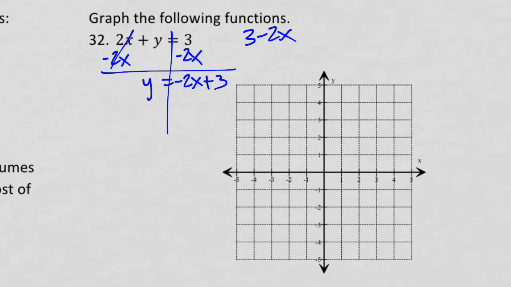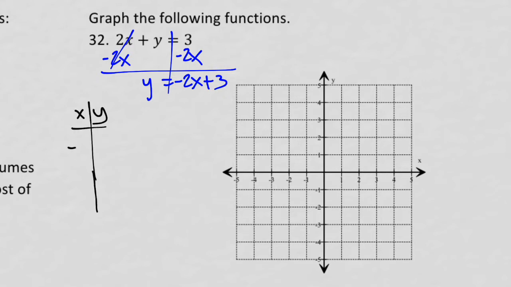What is not correct is to say 3 minus 2 is 1 and write 1x. That is not correct because they're not like terms. So I'm going to write it as negative 2x plus 3, this one. And now I'm going to make a table of values to graph it. So I'm going to make an xy table.